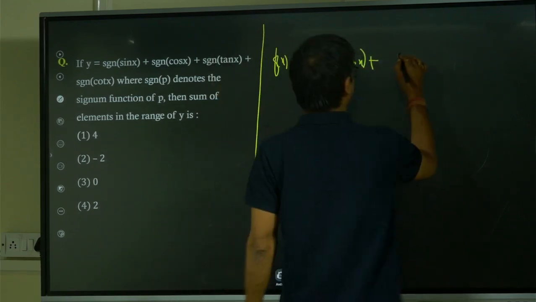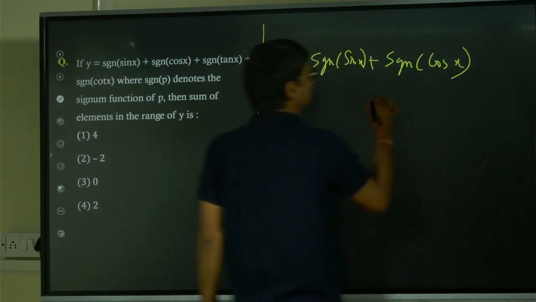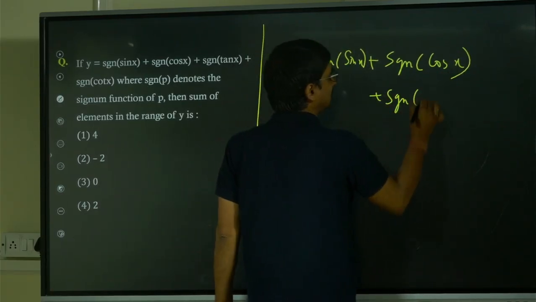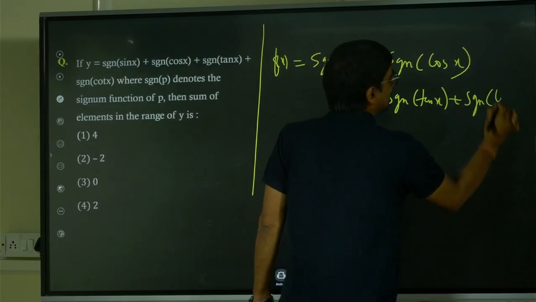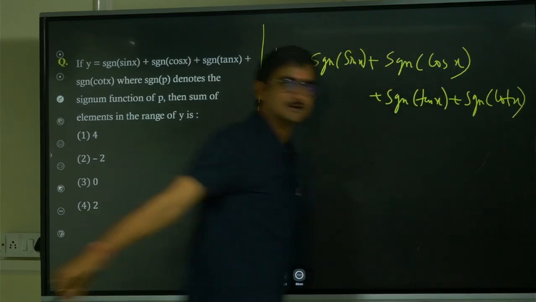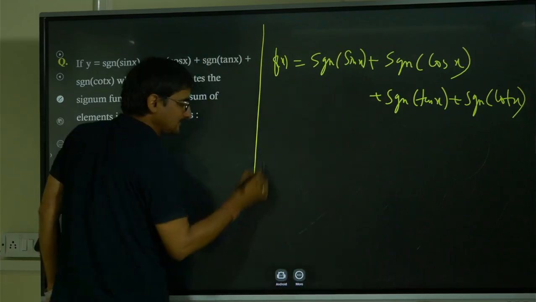cos x, tan x, cot x. Okay, so signum of four functions: sin, cos, tan and cot. So these are four functions. Now how do we define the signum function, bachon? We all know it, I believe.